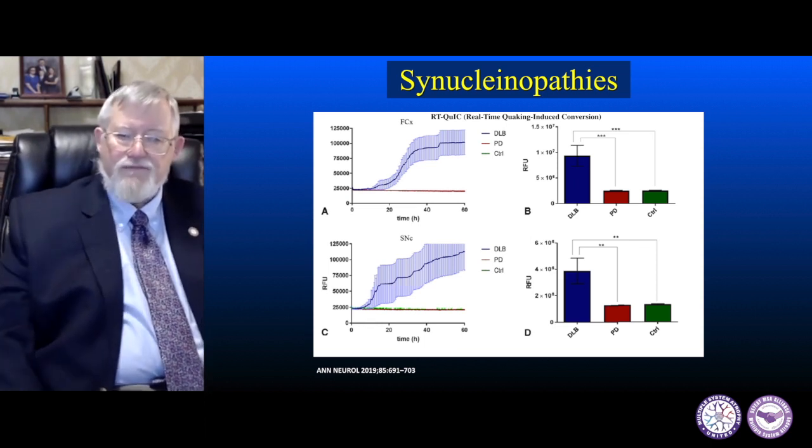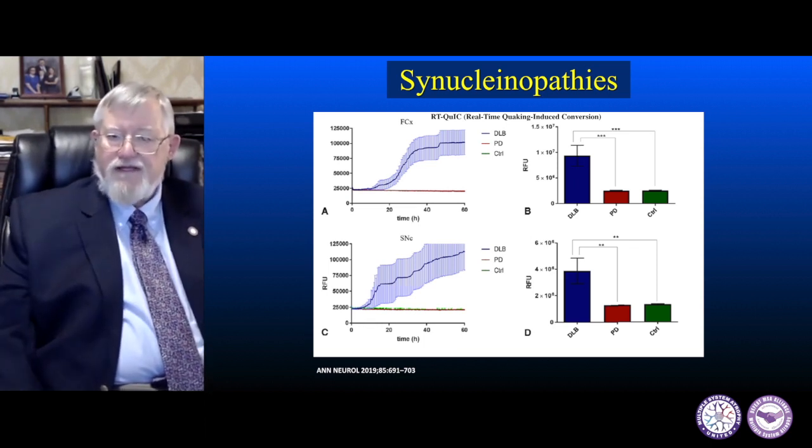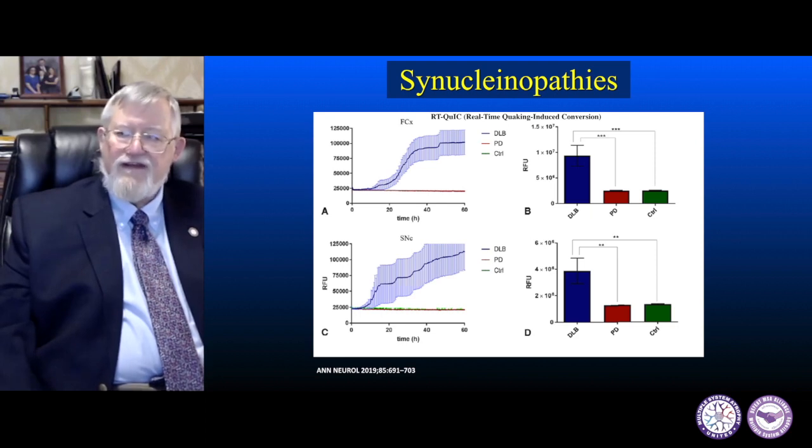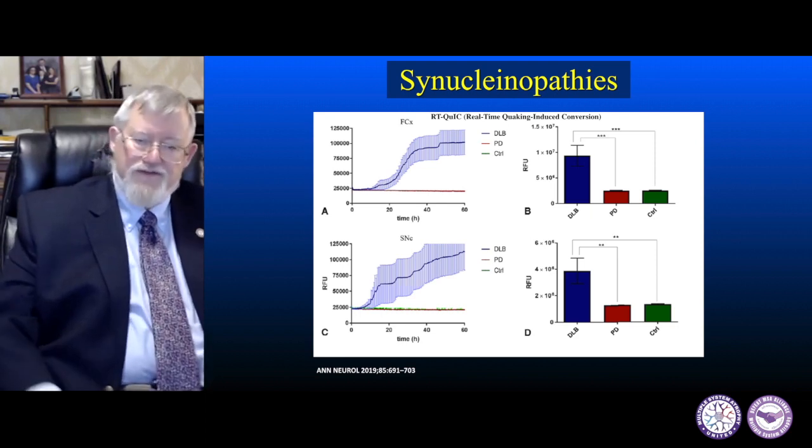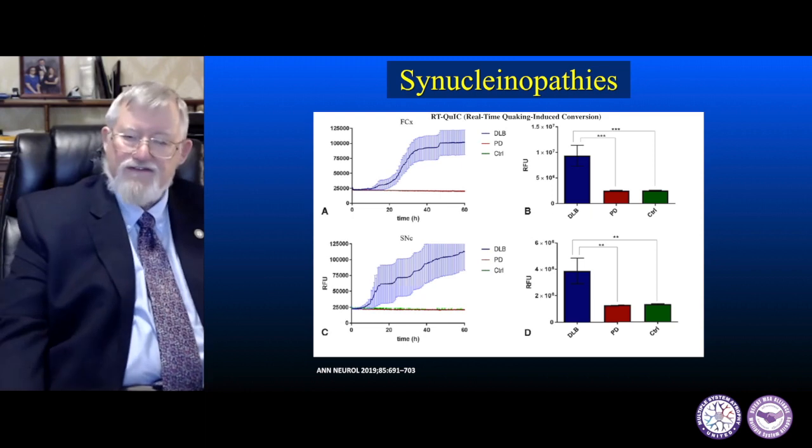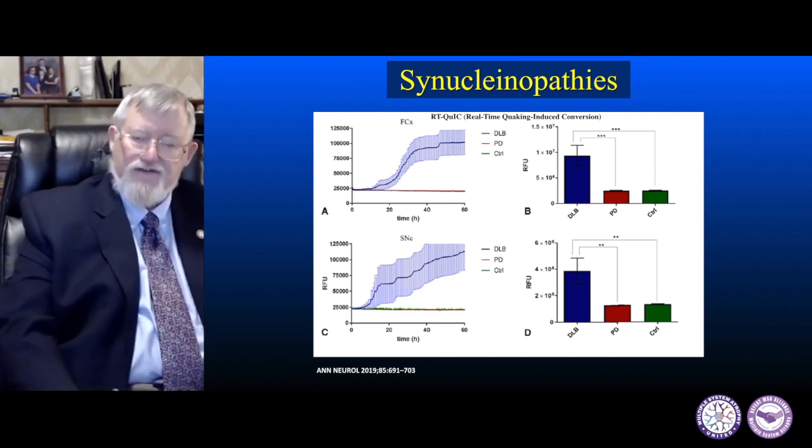So it looked very promising that soon we'd be able to use this kind of test to say, okay, you have multiple system atrophy, you don't have Parkinson's disease, which is often a big question.